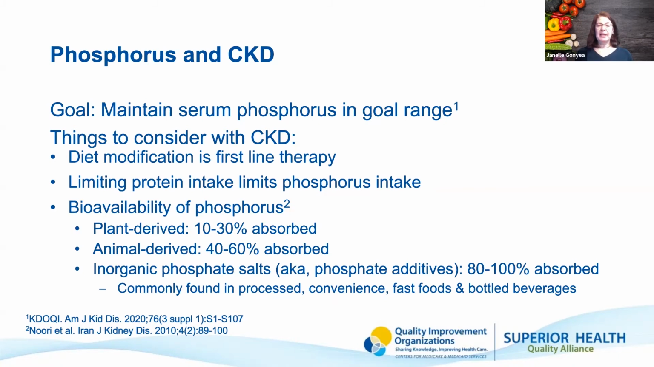But in the earliest stage, what we do is really try to get patients away from those phosphate salts or additives. We call them inorganic phosphates because they're 80 to 100% absorbed. They're found in processed convenience foods, fast foods, bottled beverages, anything in a package could potentially have phosphorus added because it's either a preservative, flavor enhancer, helps with the texture, etc. So this would be the first line therapy, is avoiding these whenever possible.